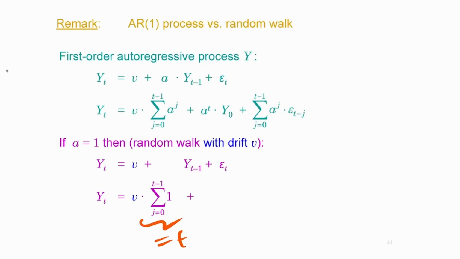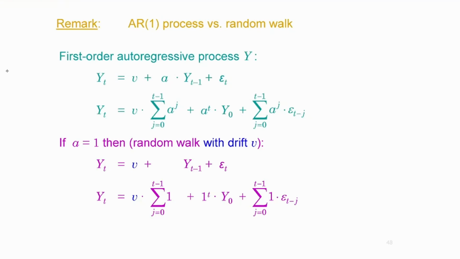So you have v times t, which yields a so-called linear trend in the data. And then you have, of course, A to the power of t, which corresponds to 1 to the power of t if A is equal to 1. That's equal to 1, of course, for the starting value. And then you have these noises.